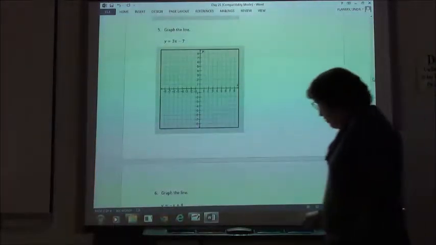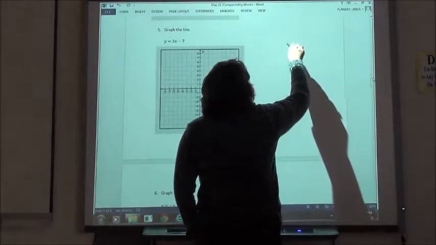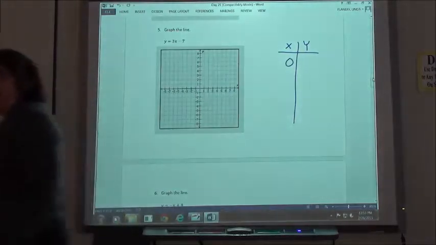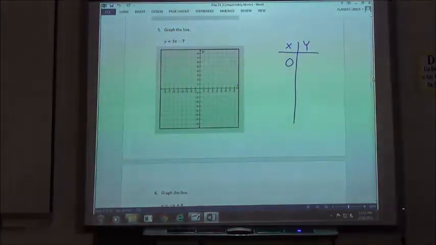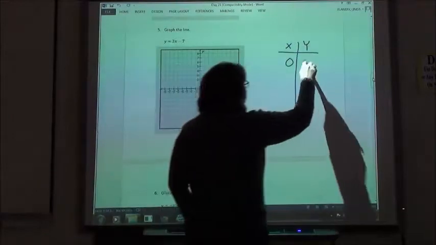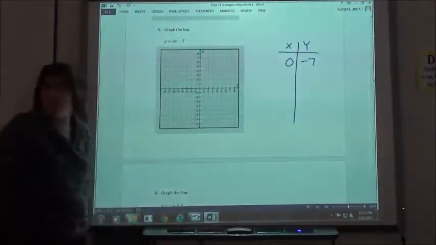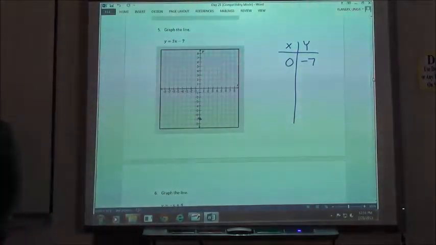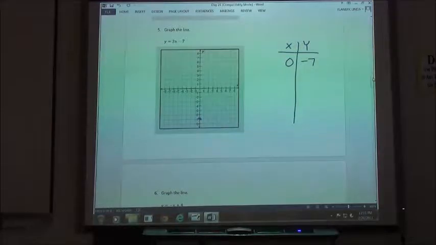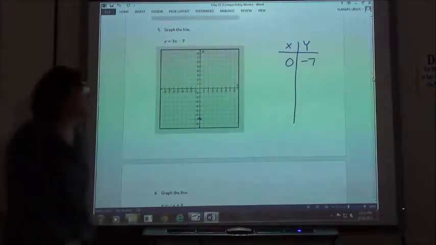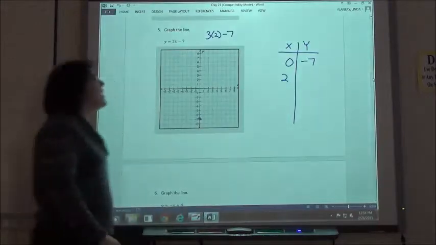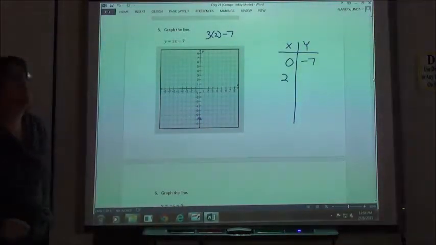So number 5, when I graph my line 3x minus 7, first I'm going to find my y-intercept. If I put 0 in for x, my y-intercept is going to be at negative 7. Whatever that number is, that's what we should get. Negative 7 is my y-intercept. 0 over, down 7 lands right on my y-axis. Got to pick a few more points to work with. What should we put in for x? 2. 2, okay? So, 3 times 2 minus 7 would give me negative 1.